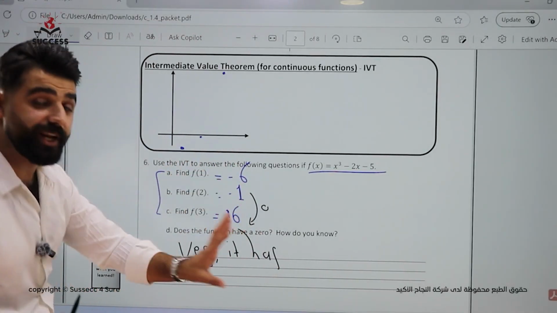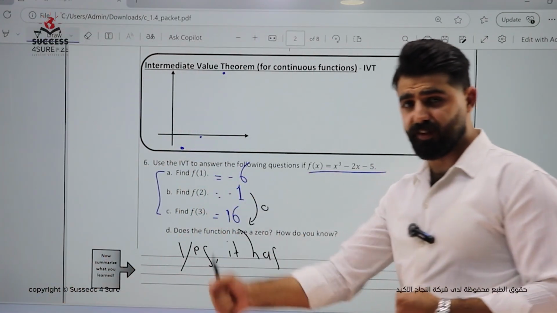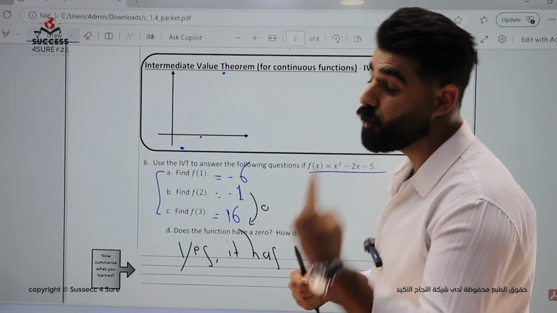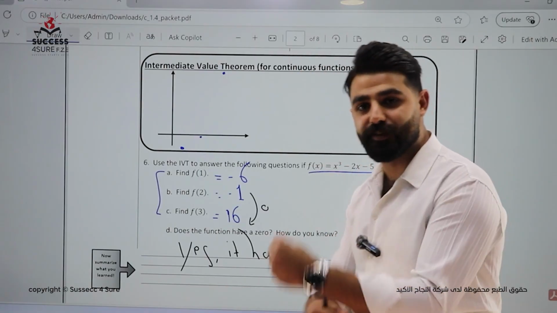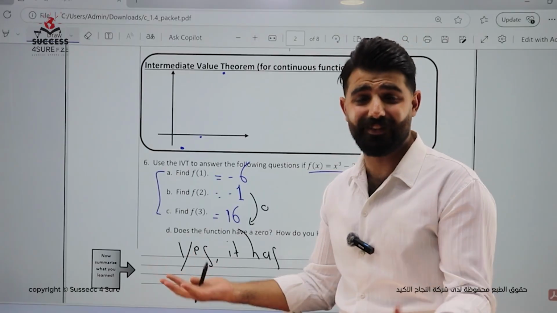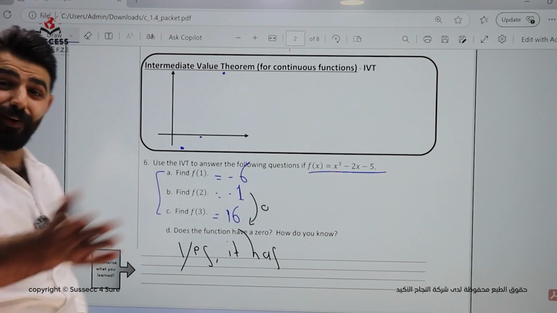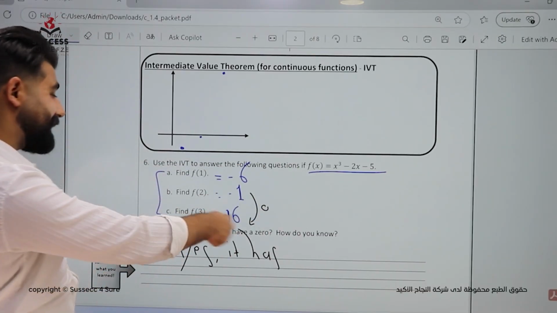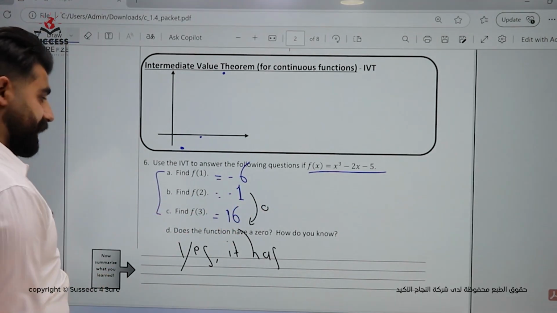Because we have one jump, for each jump from the negative numbers to the positive numbers, we have at least 1 zero. If you have 2 jumps, you have at least 2 zeros, and so on. That's what the IVT talks about, which makes sense. You went from negative 1 to 16, so by default you pass through 0. So we said by IVT, we have at least 1 zero, because we jumped from negative 1 to 16.